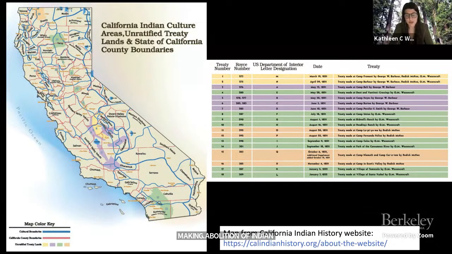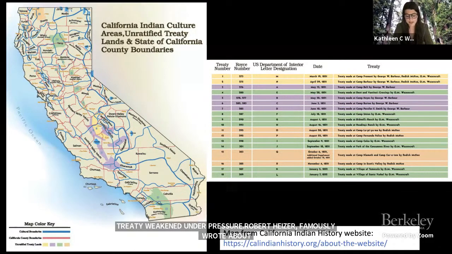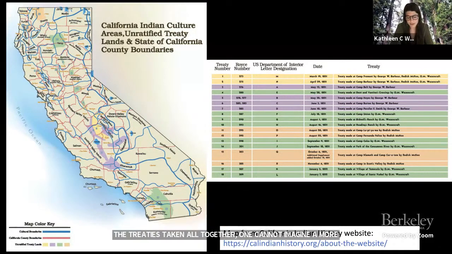Anthropologist Robert Heizer famously wrote about the treaties. Taken all together, one cannot imagine a more poorly conceived, more inaccurate, less informed, and less democratic process in the making of the 18 treaties in 1851 to 1852. In conclusion, the 18 unratified treaties were broken, not lost.